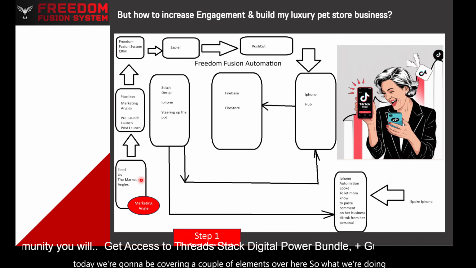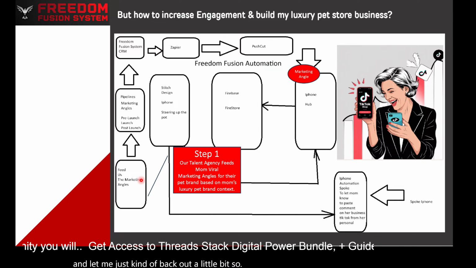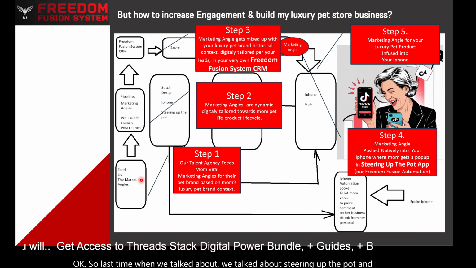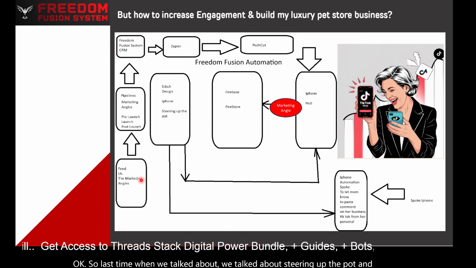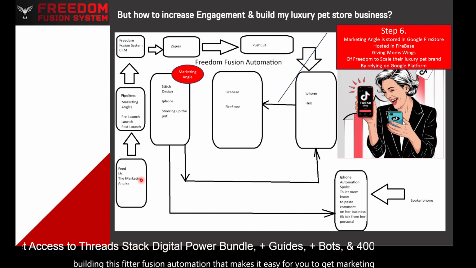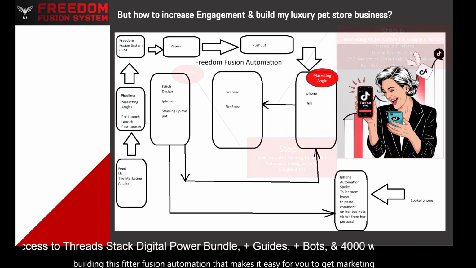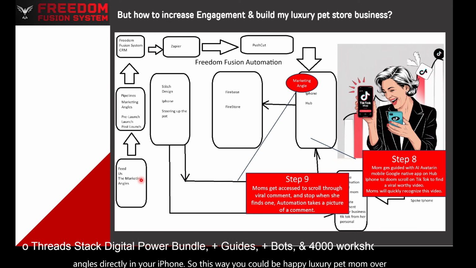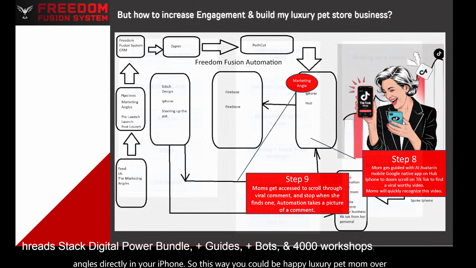Last time we talked about Steering Up the Pod and building this Freedom Fusion automation that makes it easy for you to get marketing angles directly in your iPhone. This way you could be a happy luxury pet mom over 40, growing your feudal kingdom, spawning money, that kind of stuff. We got kind of far.